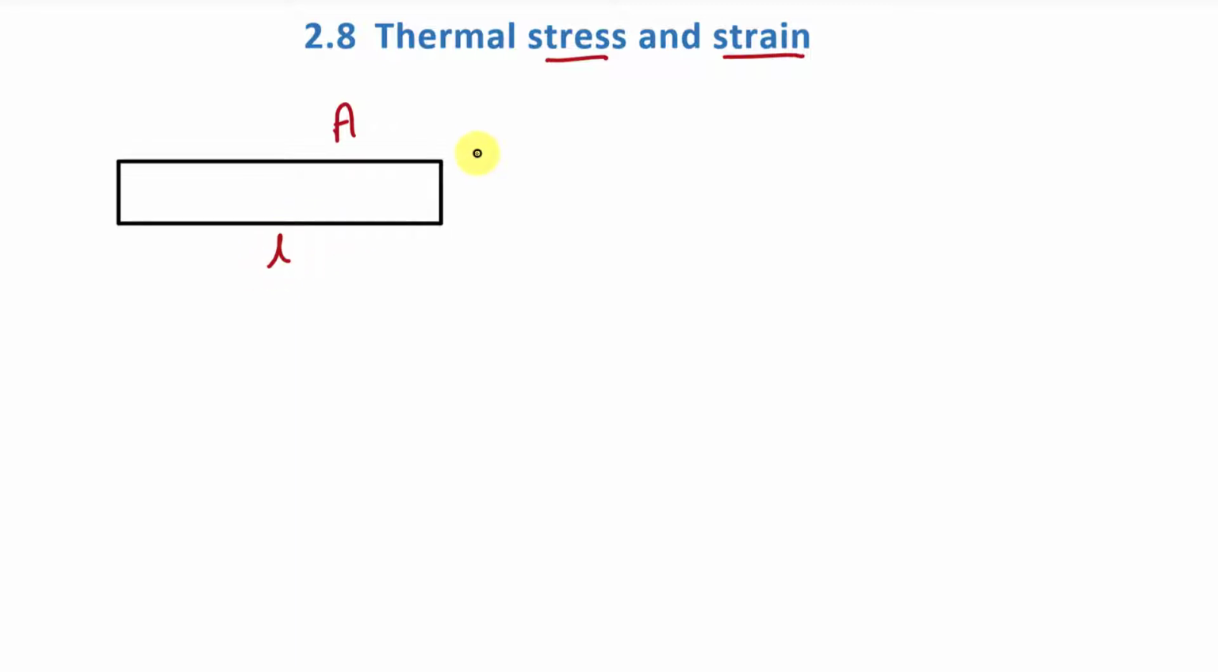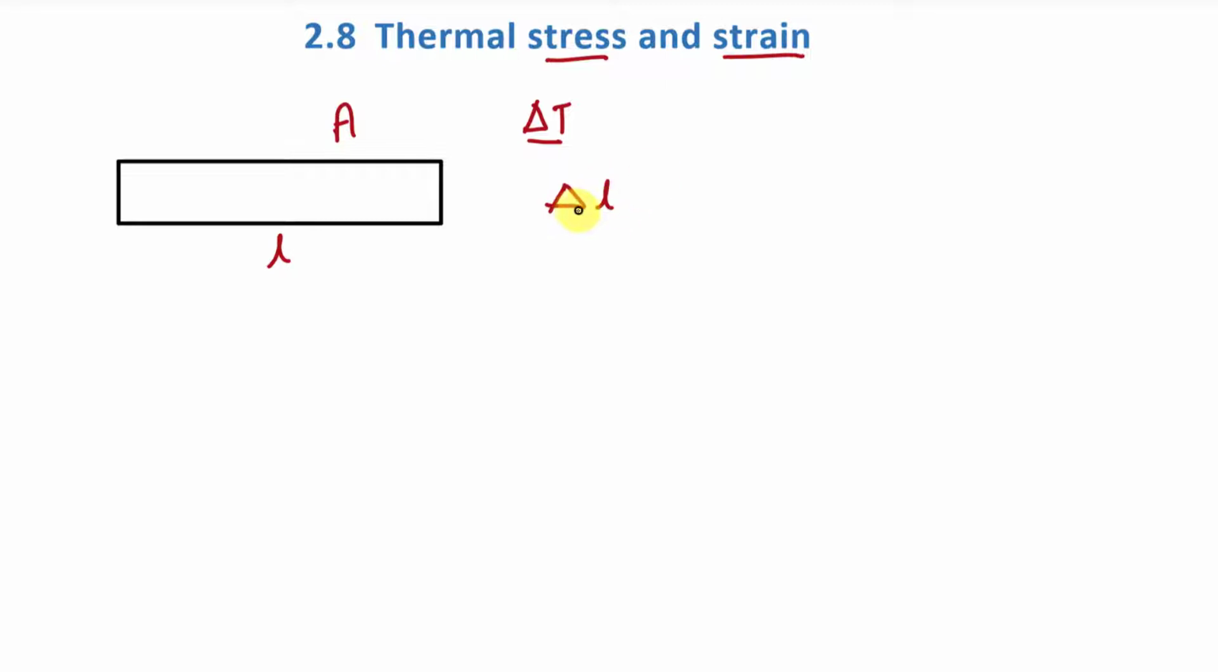Now let's say we change the temperature of this body by delta T. Let's say we increase the temperature of this body by delta T. So here the area of this body is going to increase and the length of this body is going to increase. Right now we only focus on the length of this body. So let's say the change in length of this body is delta L.